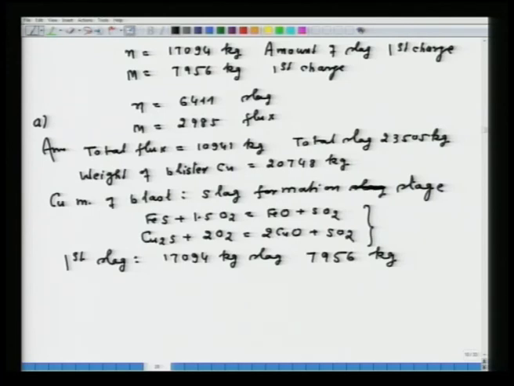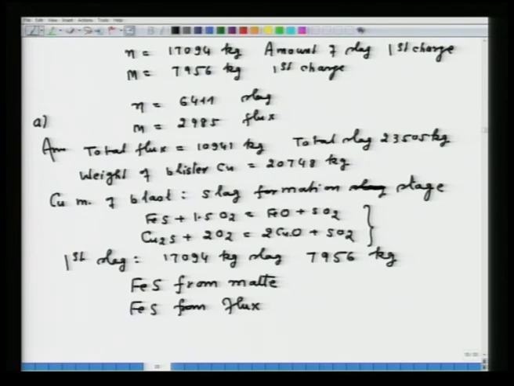Now, why have I written this? Because you have to know the FeS from matte. So, what is required to know? First, you have to know the FeS from matte, and then you have to know the FeS from flux, and then you have to know how much copper is being lost as a result of the Cu2S plus 2O2 plus 2CO reaction.